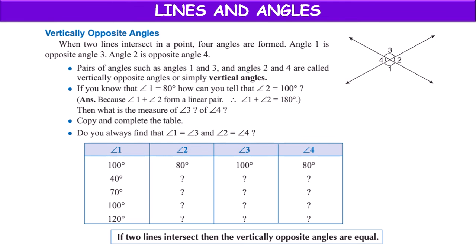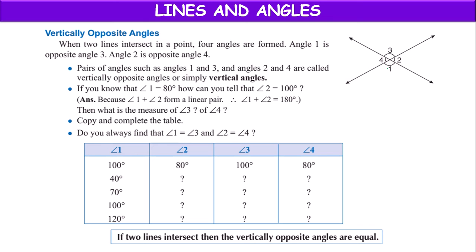Okay, children? Next, we have another concept called vertically opposite angles. When two lines intersect at a point, at the point of intersection 4 angles will be formed, like this: 1, 2, 3, 4. Whenever two lines intersect at a point, 4 angles will be formed.